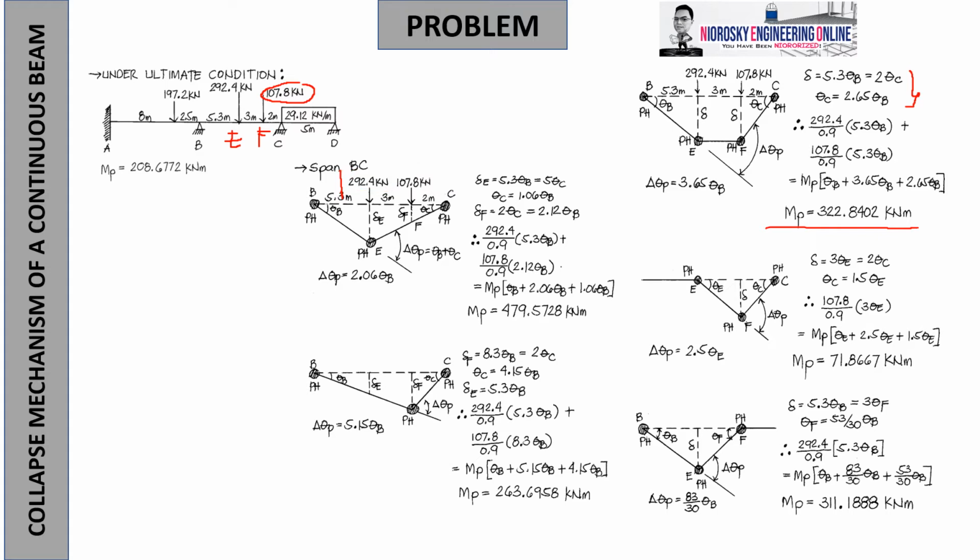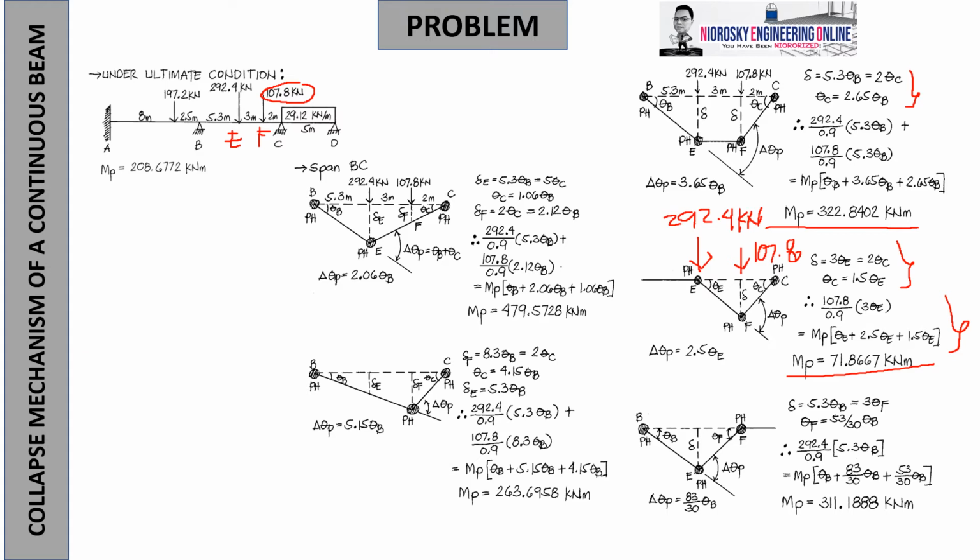Because this may happen. There are potential 5 cases at least to analyze. So therefore, that's the case, no? The 292.4 kilonewton load relaxes under hinging, and the 107.8 considers hinging. Okay? So therefore, by analysis, you will get this small angle theorem and then the correlation of the energy in and the energy out. Then you will find 71.8667 kilonewton meter.